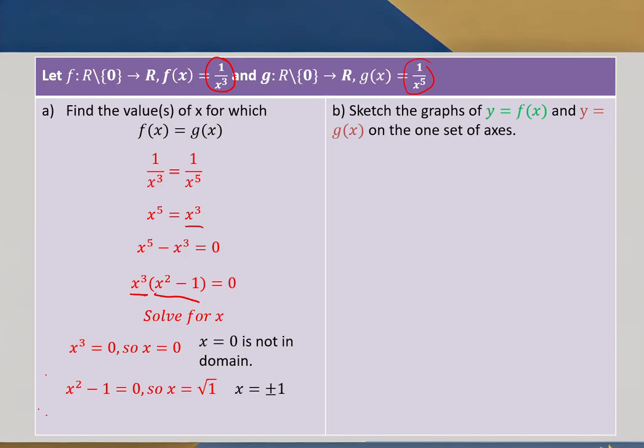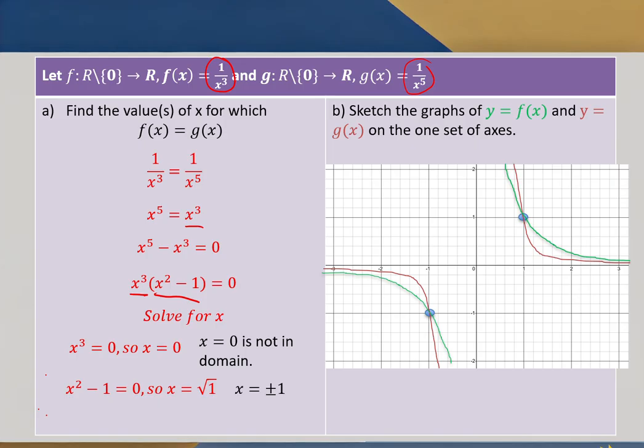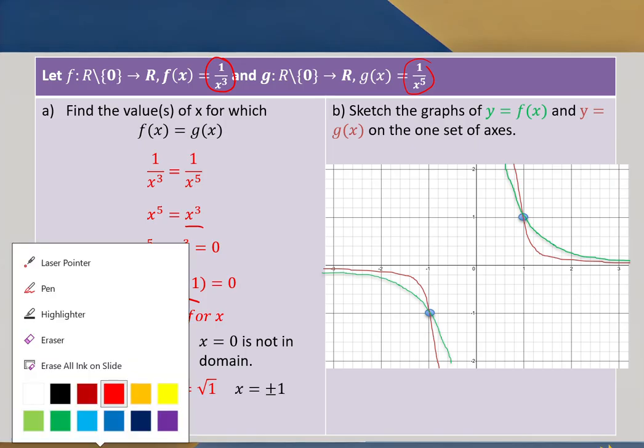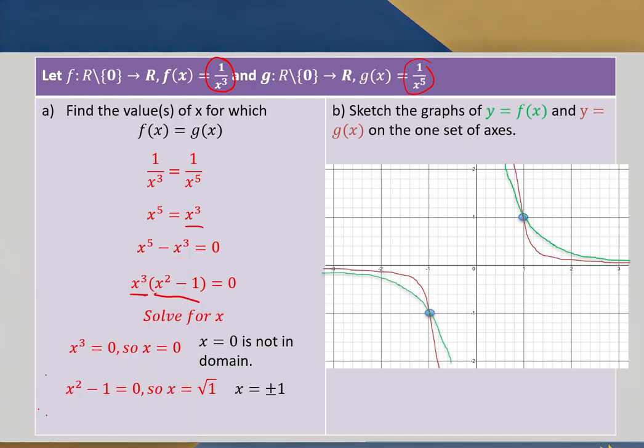Now we're going to sketch the graphs of y equals f of x and y equals g of x on one set of axes. I've already graphed them, so I wanted to have it all ready to show you. So what we can see here is we know where they are going to be overlapping, and I put these into these formulas. So 1 to the power 3 is 1, 1 over 1 is 1. So I know on both of these, it's going to be 1, 1 is where they are overlapping.